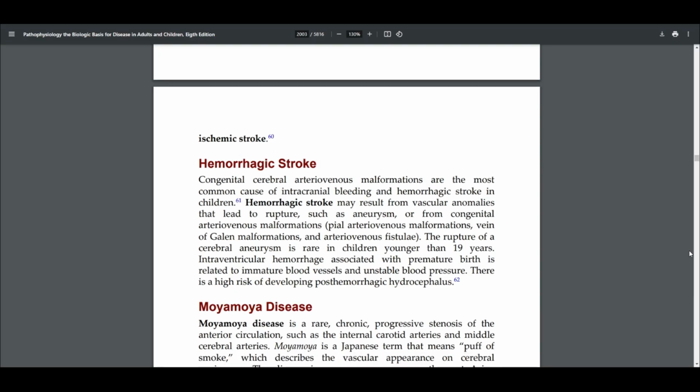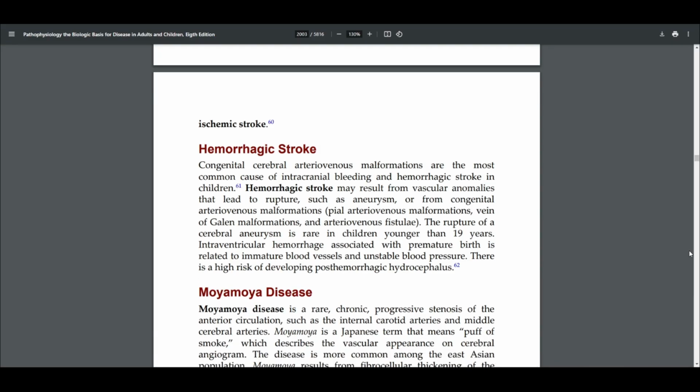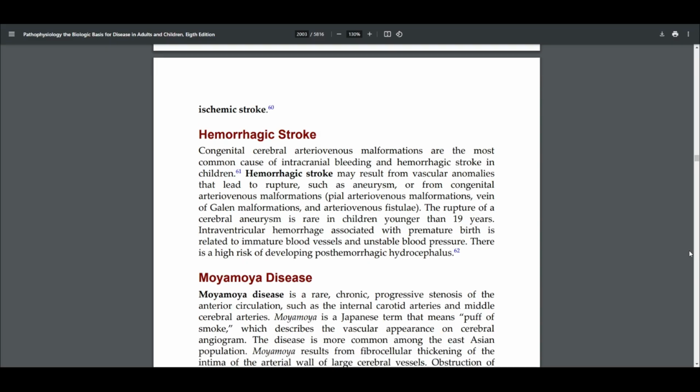Intraventricular hemorrhage associated with premature birth is related to immature blood vessels and unstable blood pressure. There is a high risk of developing post-hemorrhagic hydrocephalus.